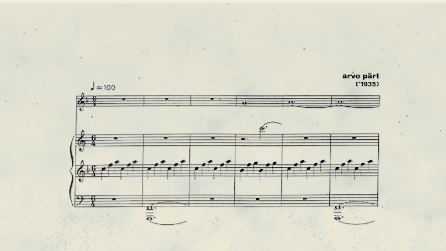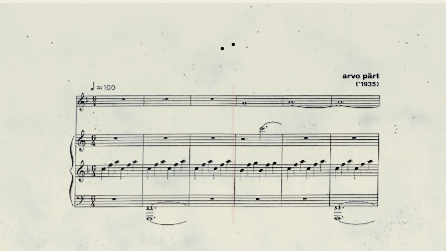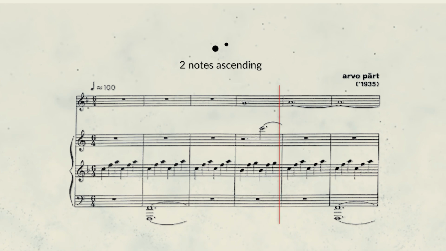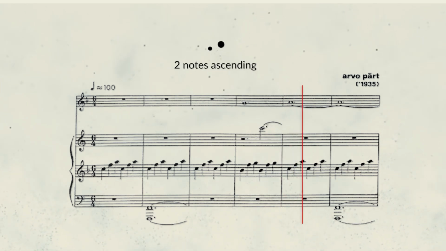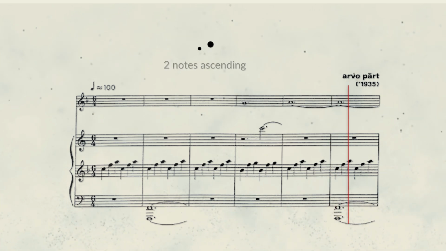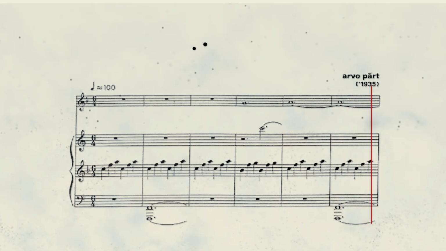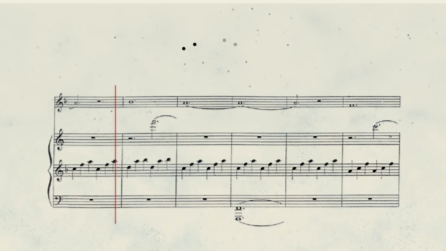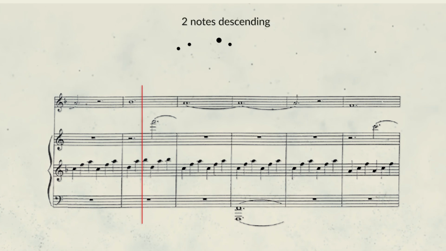The music begins with an unassuming introduction with broken chords in the piano, followed by the violin melody comprised of two notes ascending by a step. The next phrase of the melody, also two notes, but this time descending by a step, lands on the same note as the first phrase.